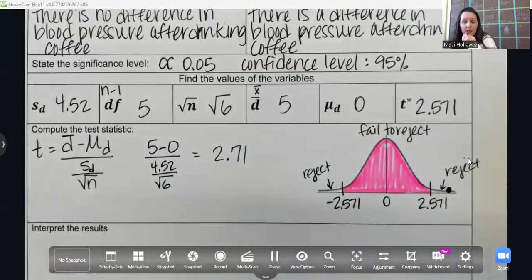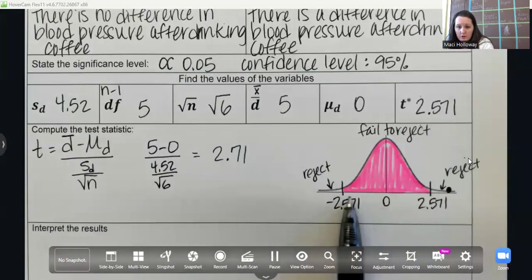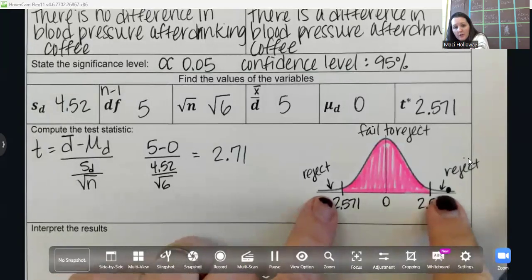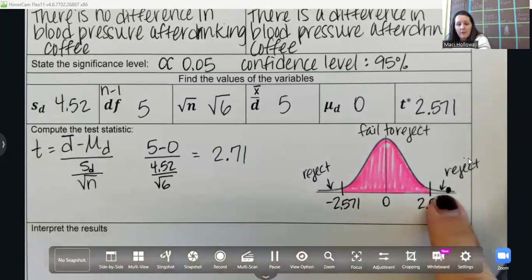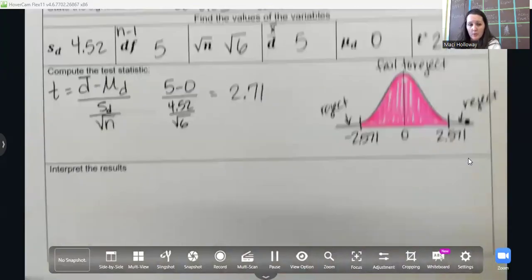So what does that mean in context of our coffee drinking? So that means that there was, in fact, a change. So this fail to reject region tells me that there was no change in the systolic blood pressure after drinking coffee. But in my reject region, it tells me that there was, in fact, a change given the sample that they took. So what does this mean when we interpret our results?